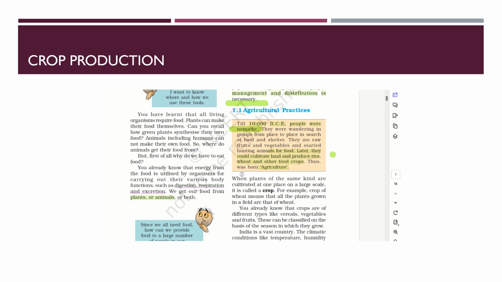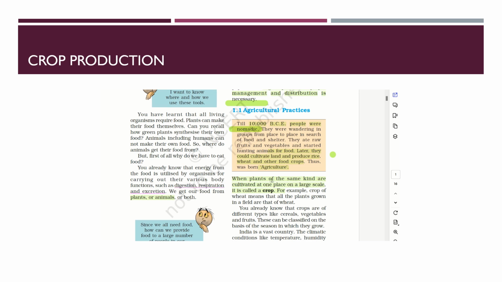So what are crops? When plants of the same kind are cultivated at one place on a large scale, it is called a crop. So when it is cultivated at a large scale, that is called a crop. These are the definitions you should learn for your exam, as they can ask you what is a crop. Now crop means wheat, like all plants grown in the same field are of the wheat plant only.